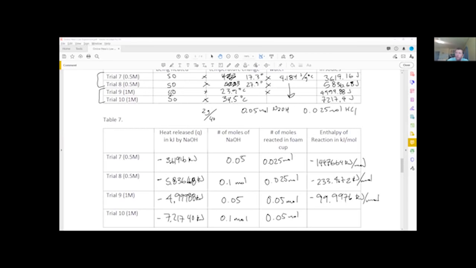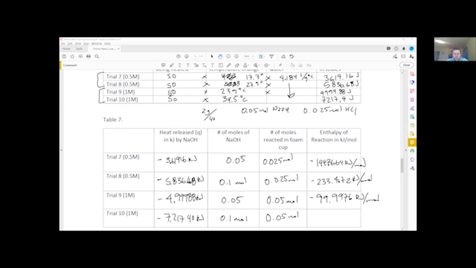The exact number of moles of sodium hydroxide and the exact number of moles of HCl are equal to one another. I don't have any excess sodium hydroxide. Trial number 10, what do I have? I've got excess sodium hydroxide. Okay, so now let's see how this impacts my result.